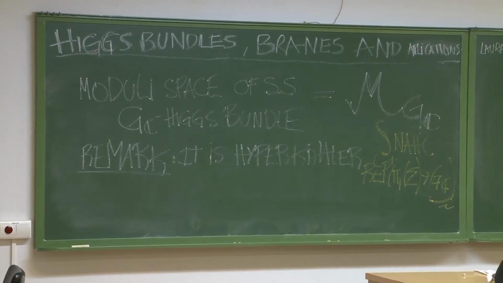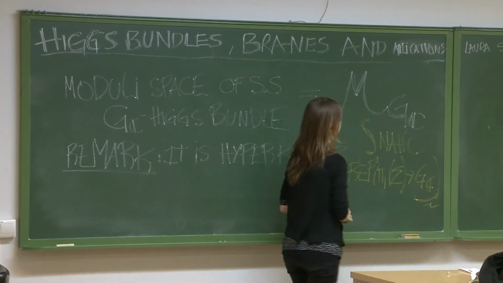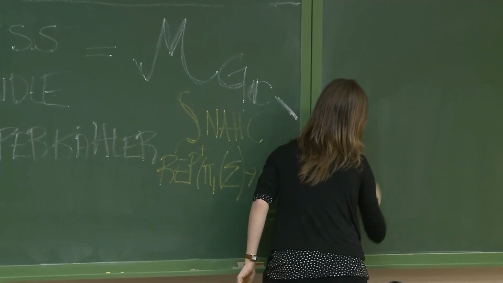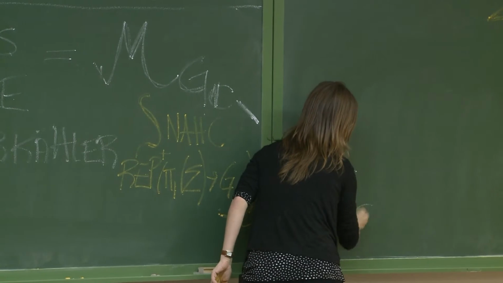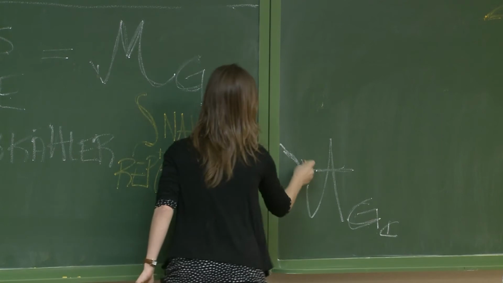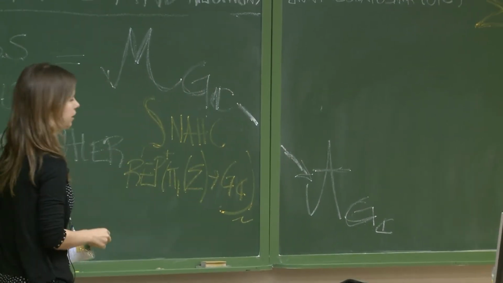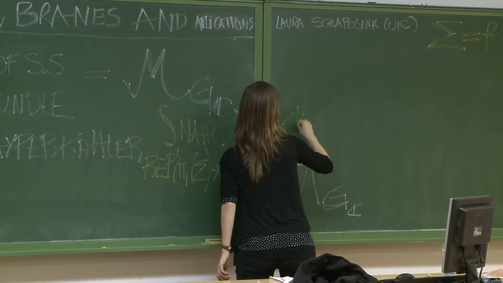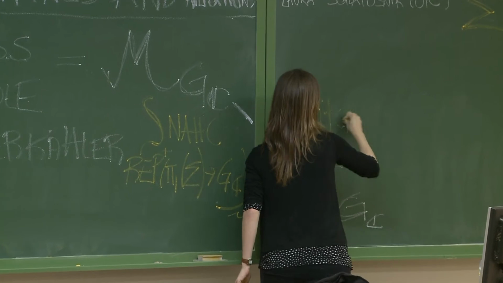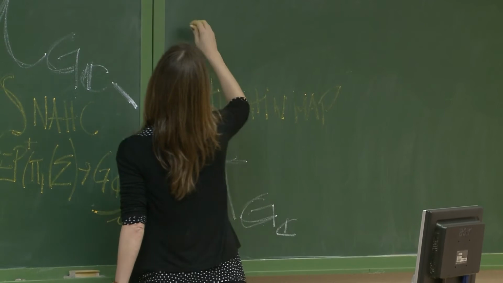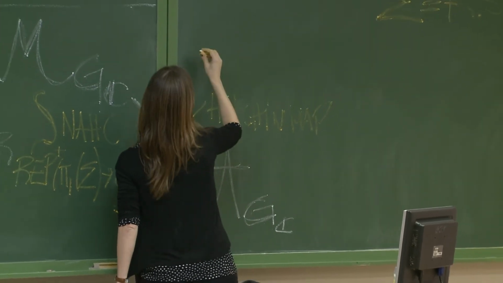The Hitchin fibration is a fibration of the moduli space of Higgs bundles. So our moduli space here has a fibration that takes the moduli space into a nice affine space that depends on the group, A_GC I'm going to call it. And it's a fibration that makes the moduli space be an integrable system. So I'm going to call it H, for the Hitchin map. And the Hitchin fibration makes the moduli space into an integrable system.